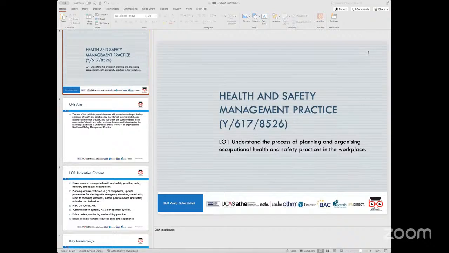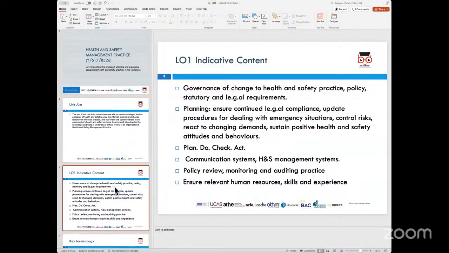Now, let's start with the first learning outcome. In this learning outcome, we are looking at covering this indicative content. It talks about things like governance, in terms of what governance is related to the health and safety sector. How do you, as a consultant or as an individual working within the role of health and safety manager, look at planning and ensuring that the implementation of any policies, practices and compliances is carried out within the organization?